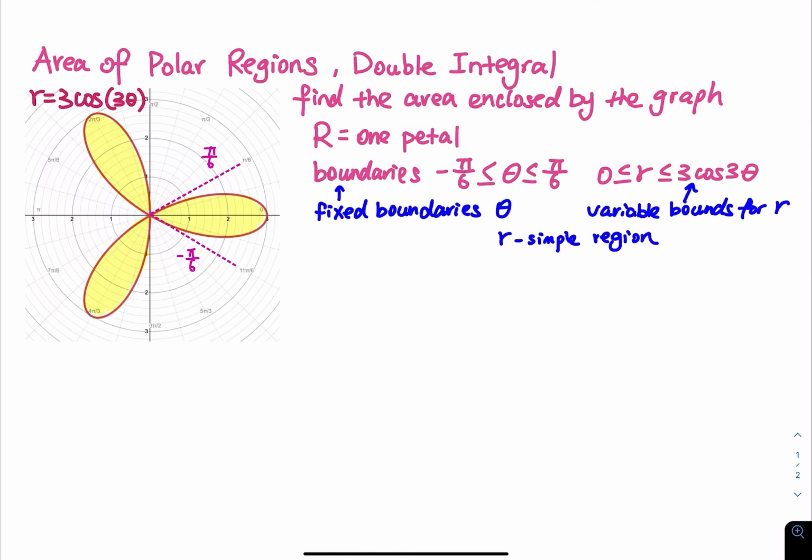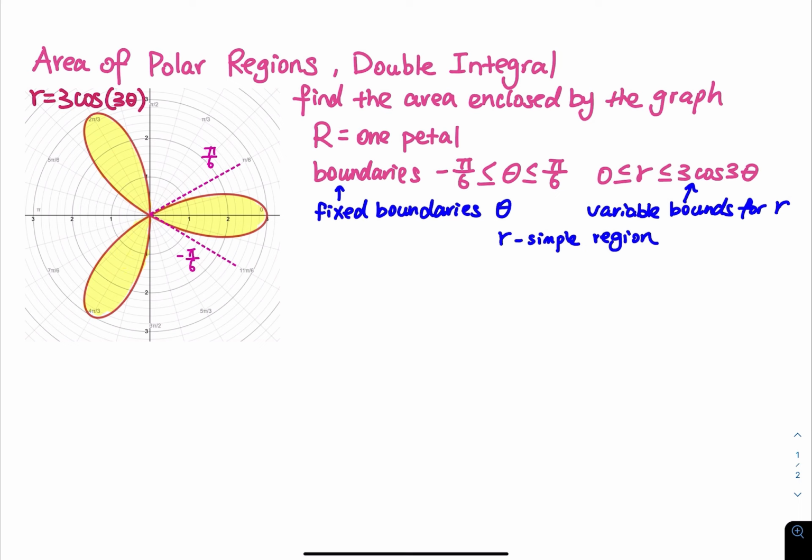We are trying to set up a double integral to find the area of polar regions. Our polar equation is r equals 3 times cosine of 3 theta, which is the graph right over here. So we want to find the area of all 3 petals. The strategy is to set up a double integral to find the area of one petal and then take that area multiplied by 3.